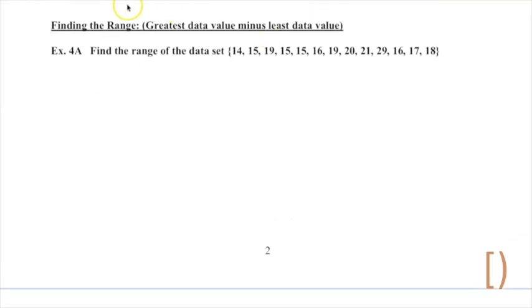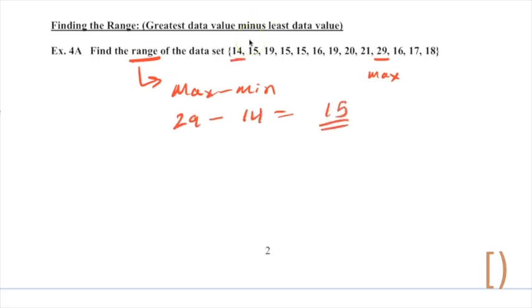Okay, the next one. Let's find the range. Remember, for the range, we're going to go highest minus lowest. We've got to find the max and the min. The max here looks like 29. And is the min 14? I think it is. It's the lowest one I see. We're going to go 29 minus 14, and we get 15. So that's my range. The numbers here span about 15 numbers. And that's the lesson.